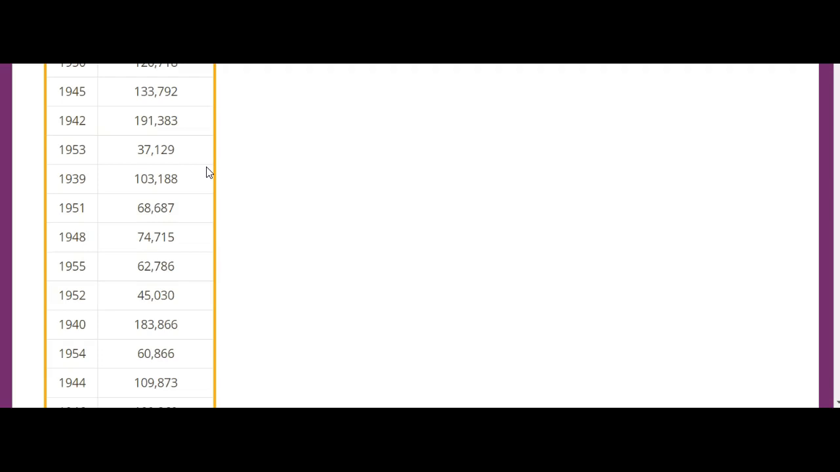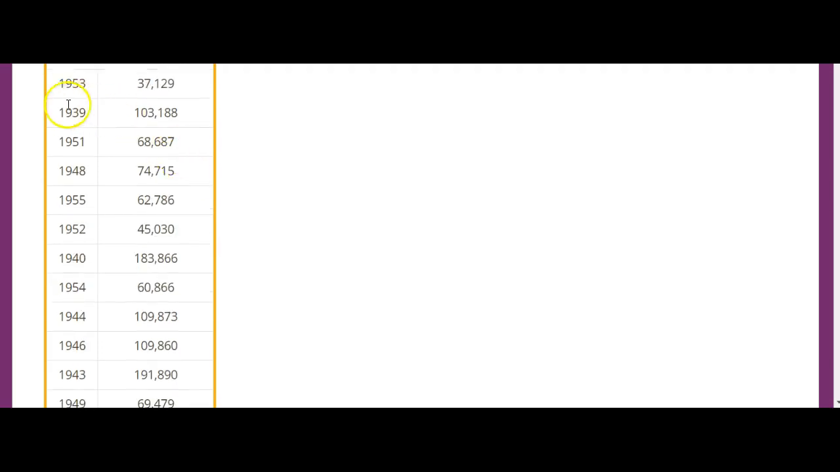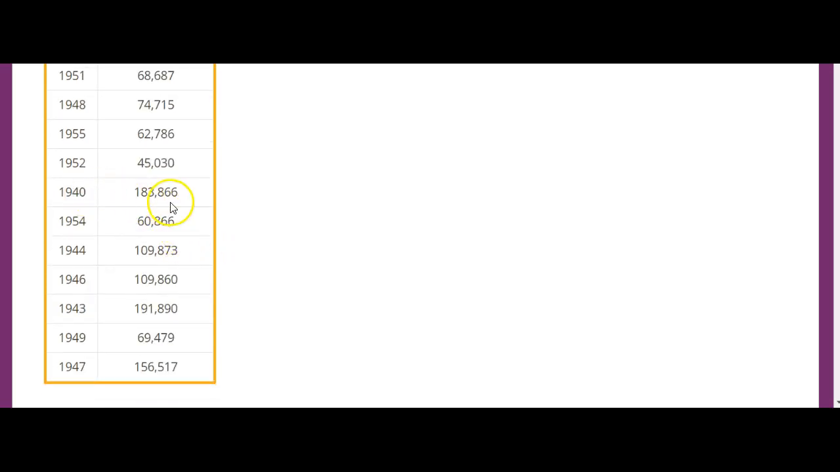But you got to get all this put in, so I'm going to keep moving. 1939, 103,188. 1951, 68,687. 1948, 74,715. 1955, 62,786. 1952, 45,030. 1940, 183,866.